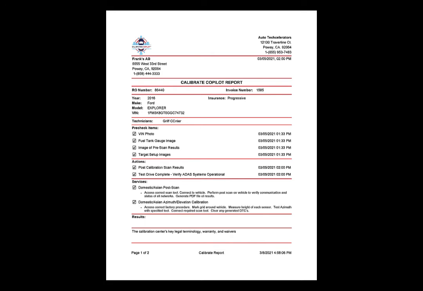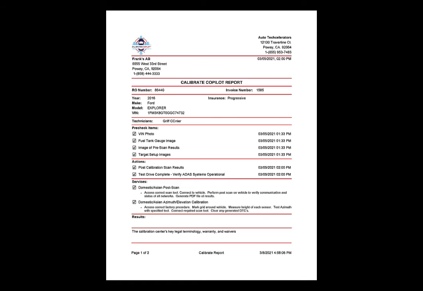So here's an example of a report. You've got the bill from company at the top right and the company that they're billing underneath the logo. You've got the RO number. You've got the invoice number. You've got the year, make, model, and VIN number, insurance company if there's an insurance company involved, and the technician who performed the work. And then you have all the pre-checked items when they were checked off. Every time a checklist item is checked, it is time and date stamped.